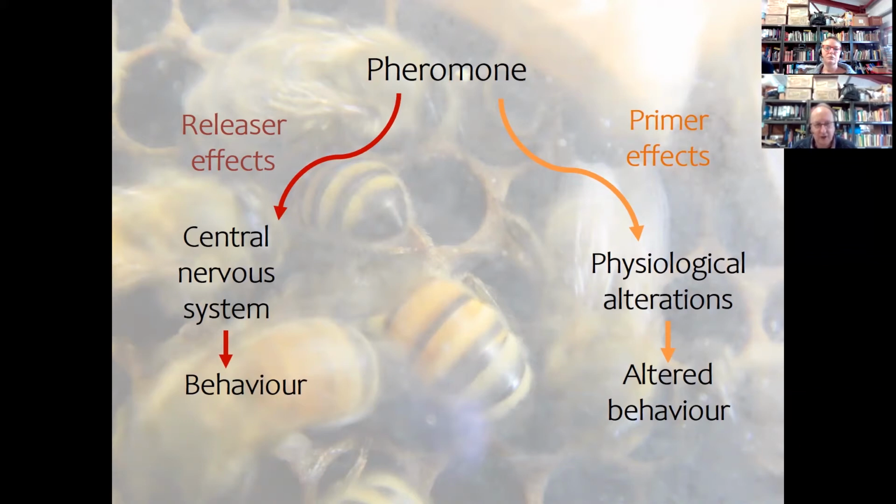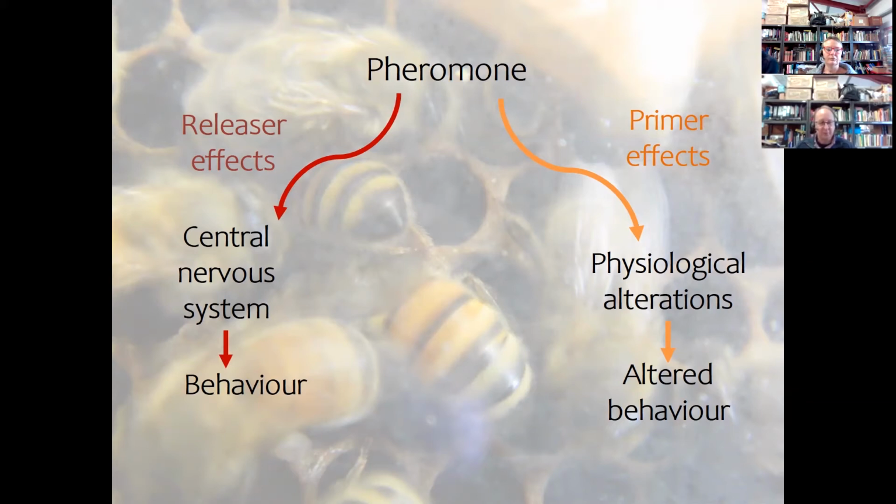Okay, so on the screen there you can see we've got pheromones that act in two different ways, releaser and primer. If we look at releaser first, what a releaser pheromone does is it causes a very sudden and quick change in the behavior of the bees around it. So a really good example of that would be sting pheromone, which is isopentyl acetate.